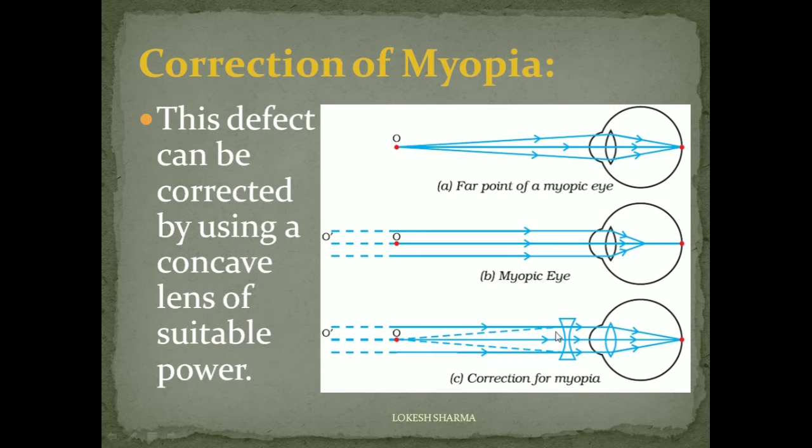So to correct the defect, we use a diverging lens which diverges the parallel beam of light so that it focuses a little bit farther and the image can be formed on the retina. Or in other words, we can say that first we form the image of the object placed at O dash, or the far point of the normal eye, at the point O with the help of the concave lens, and then we see the image.